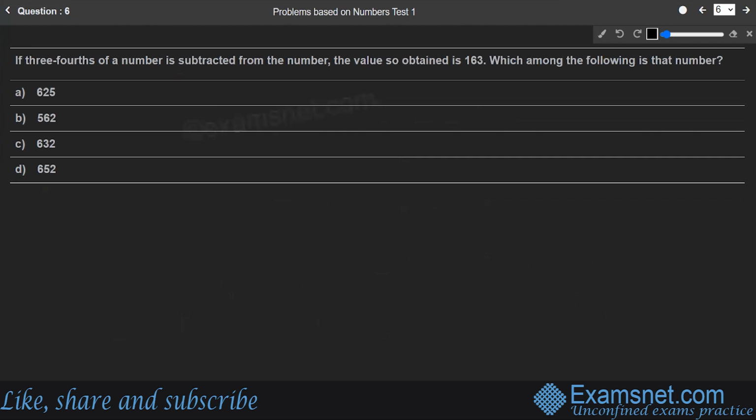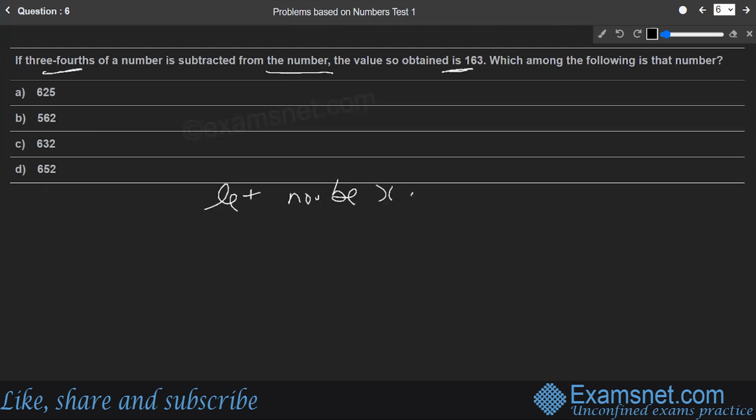Now, if 3/4 of a number is subtracted from the number, the value so obtained is 163. Which among the following is that number? In this case, we can assume the number to be x, then apply the condition that is given there and make an equation out of it, and then solve that equation for x. So let us begin the question by assuming that the number required is x.